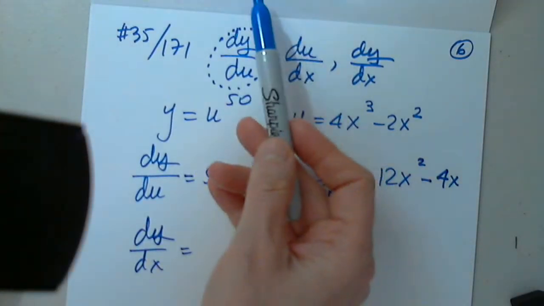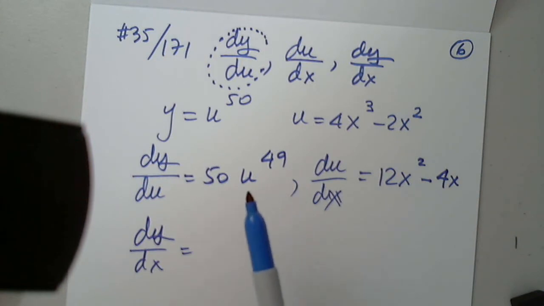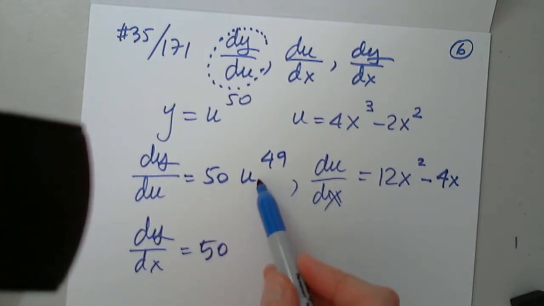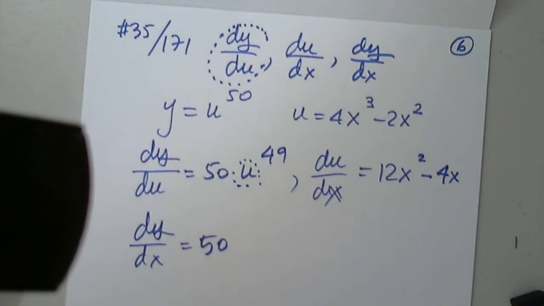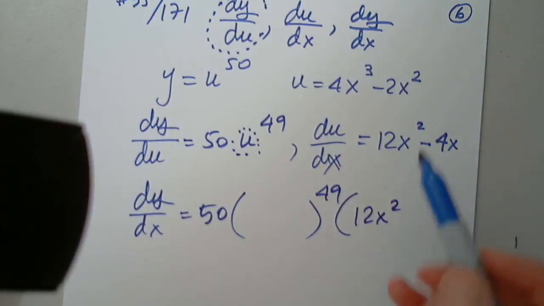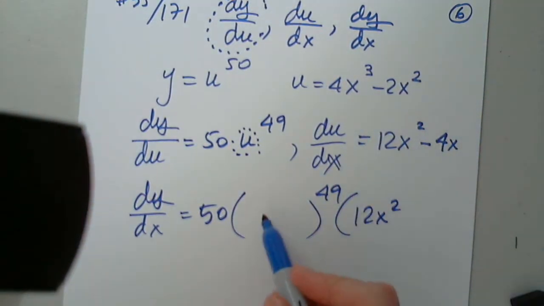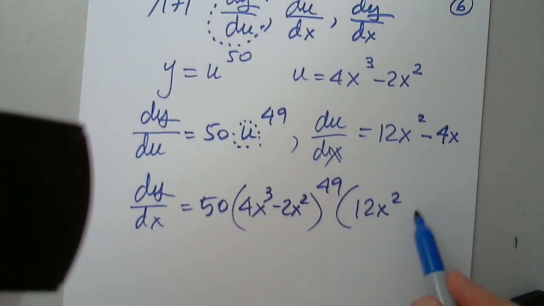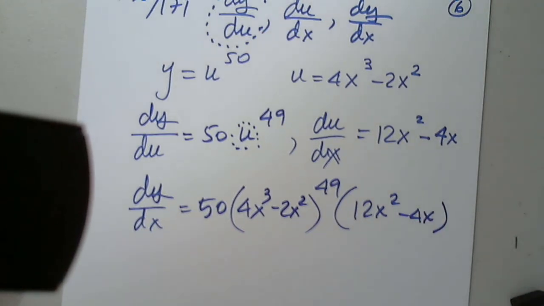So now finally they want us to find dy over dx. All we have to do is multiply these two. But careful, because I cannot have u and x in this. So I will be writing 50, but instead of u, what do I put? The u equation. Exactly, which one? 4x to the third minus 2x to the second. Excellent, excellent. That's it, to 49 times this. This is just a notation to throw us off, basically. But it's the same thing.